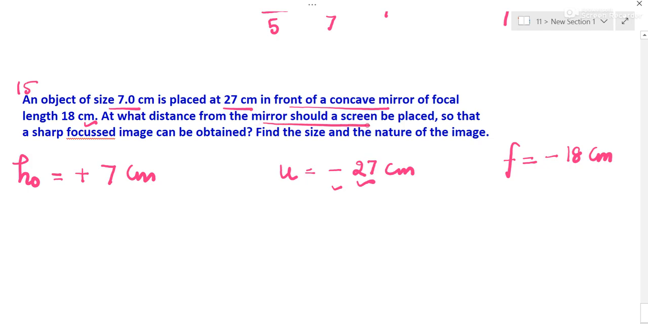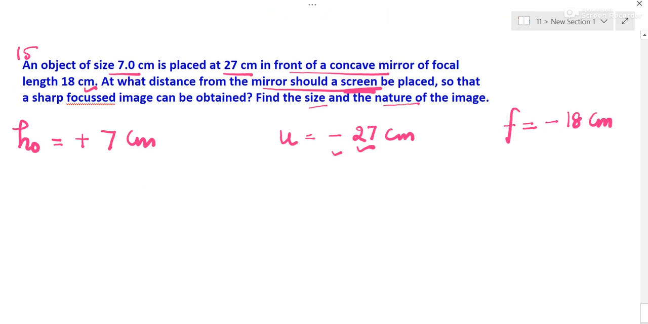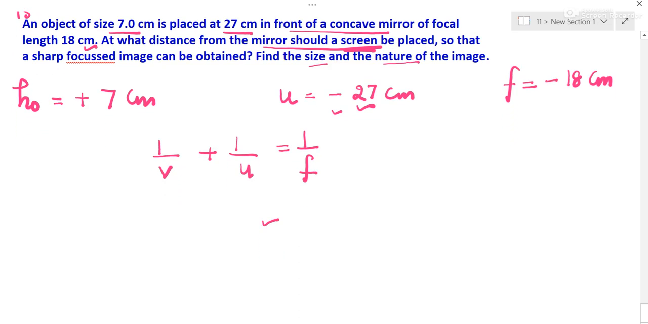Where should the screen be placed? Screen means image. Where is image formed? On the screen. Find the size and nature. So we'll be using again mirror formula. So this question is for you. You all can use the mirror formula and can obtain the answer and can check. Okay. So this will be the position. From here you can find out V. When V is there with you, let us solve it. 1 by V. You can solve it with me and you can check yourself.